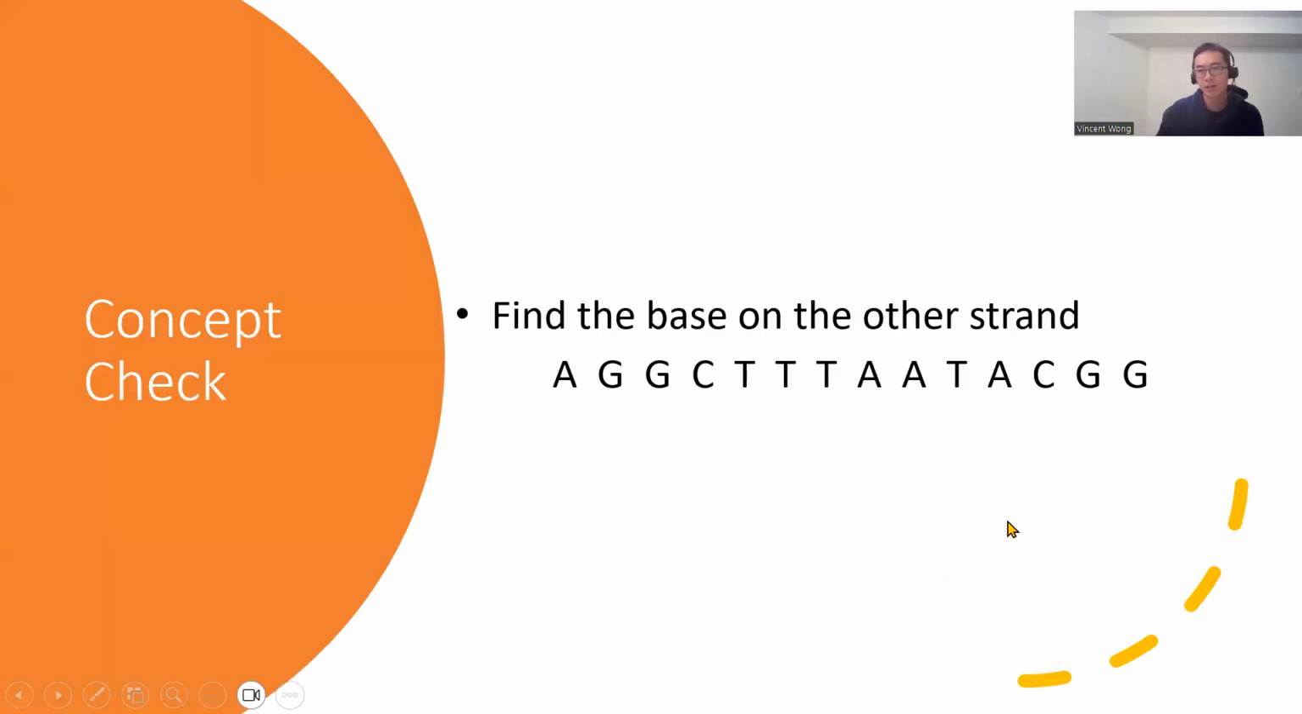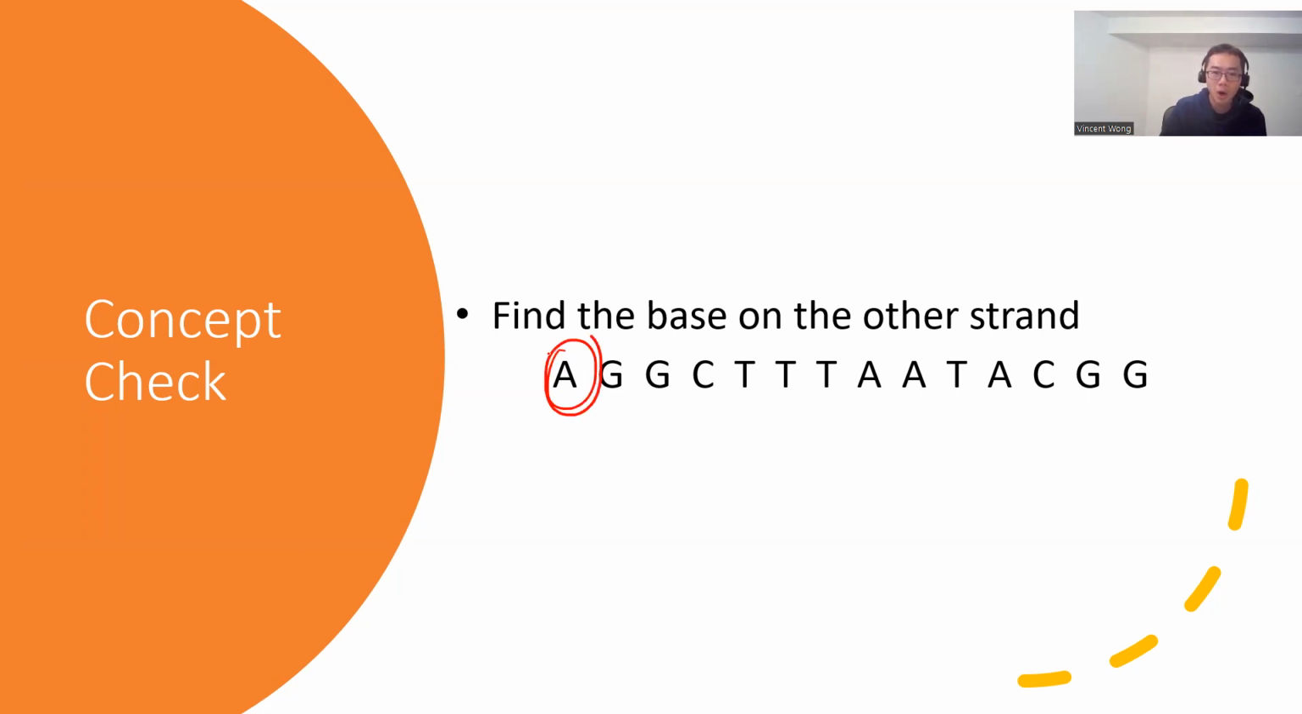So let's practice this together. Find the base on the other strand. If one side of the DNA is A, G, G, C, and so forth, we can actually predict the base on the other side using the base pairing rule.